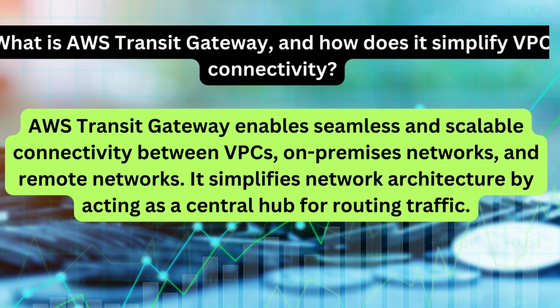What is AWS Transit Gateway, and how does it simplify VPC connectivity? AWS Transit Gateway enables seamless and scalable connectivity between VPCs, on-premises networks, and remote networks. It simplifies network architecture by acting as a central hub for routing traffic.